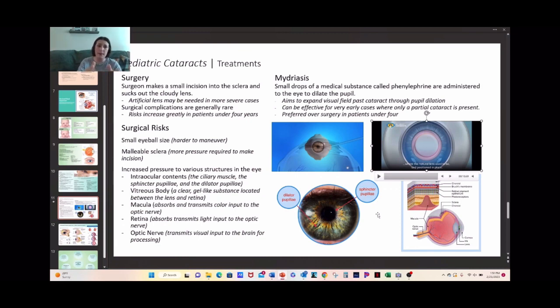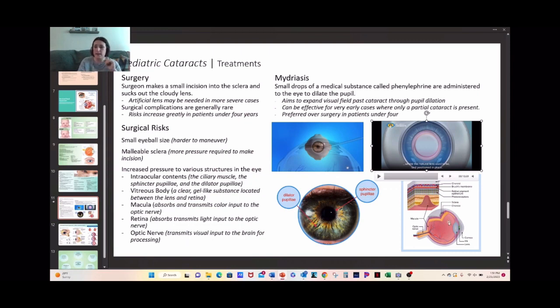Because of this malleability, more pressure is required to make the incision, which creates pressure on various surrounding structures of the eye, which are listed here. We have the intraocular contents, the vitreous body, the macula, the retina, and the optic nerve.